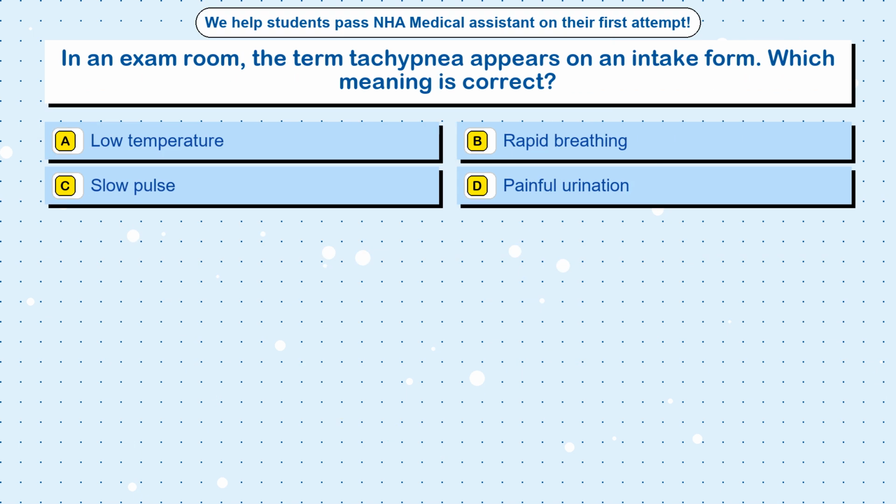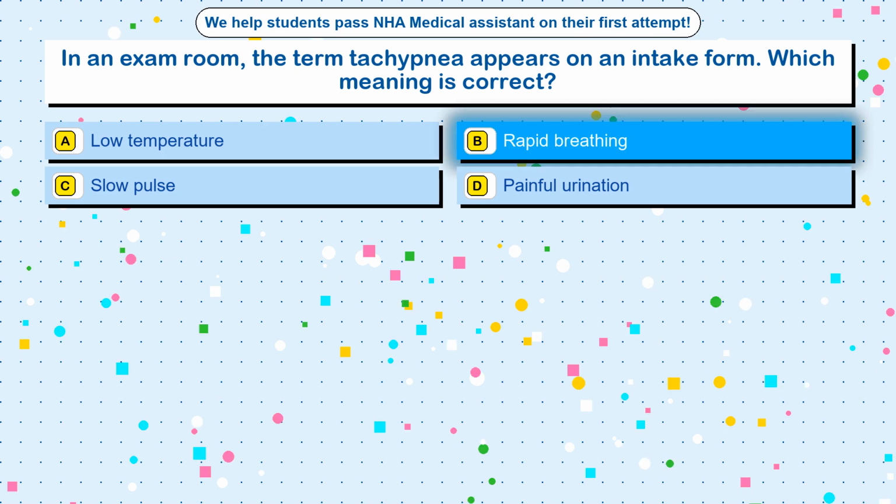Question 13. In an exam room, the term tachypnea appears on an intake form. Which meaning is correct? Option A. Low temperature. Option B. Rapid breathing. Option C. Slow pulse. Option D. Painful urination. The correct answer is option B.